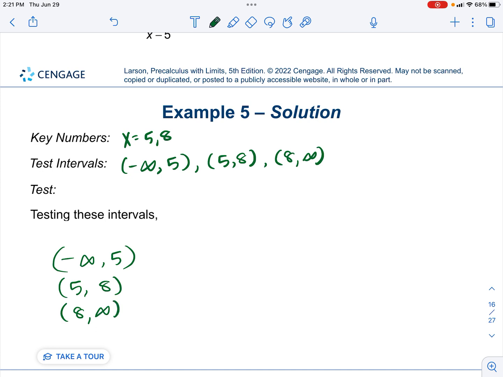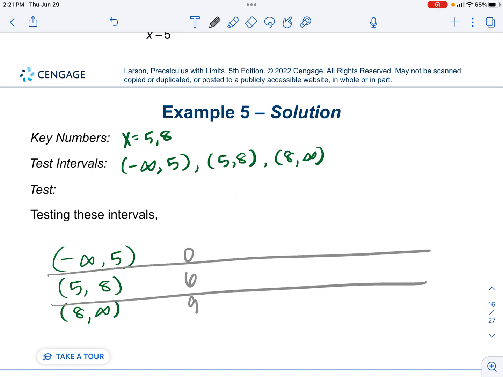And I'm going to pick my numbers. For negative infinity to 5, I'll pick 0. For 5 to 8, I'll pick 6. For 8 to infinity, I'll pick 9. And then I've got to go plug it in. I should have had this typed and ready, but I'll just write what we had after we simplified up here at the top.